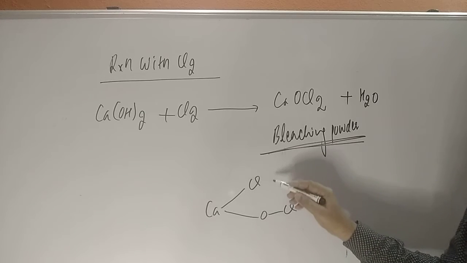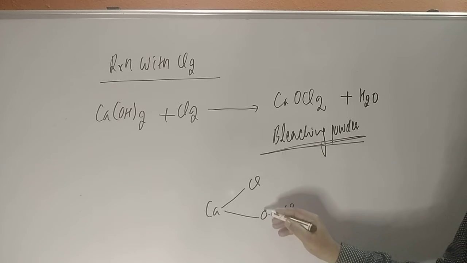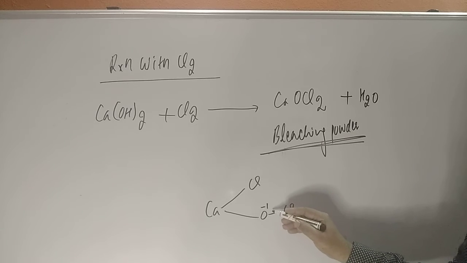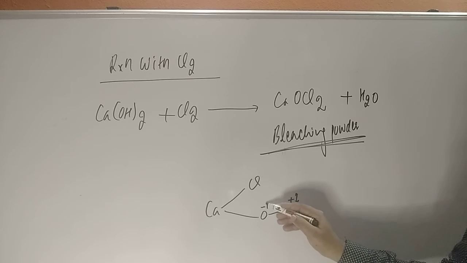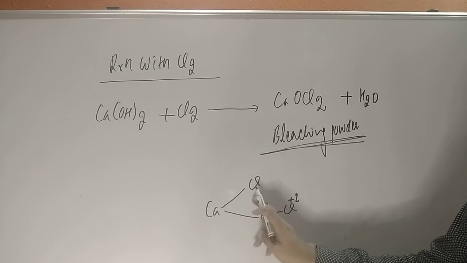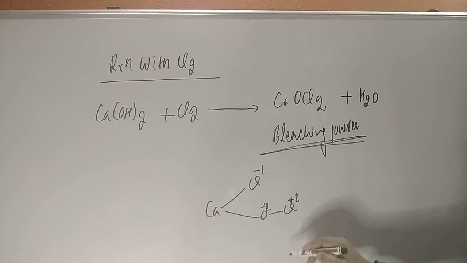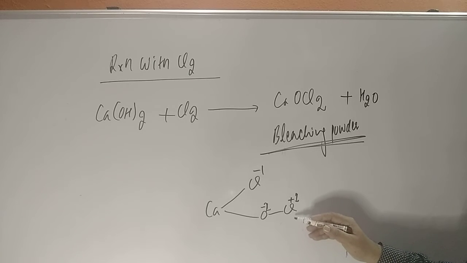If you see the oxidation number of these elements, students, it is negative one. The oxygen is negative, so with reference to oxygen the chlorine will be positive. Here it is -2, and with respect to calcium, it will acquire negative. So first, one chlorine is having the -1 oxidation state, while the other chlorine is having the +1 oxidation state.